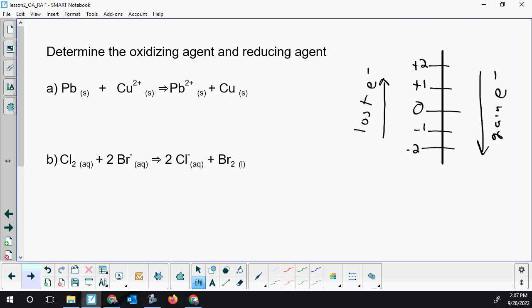So determine the oxidizing agent and the reducing agent for elemental lead reacting with copper ions, and switching to molecules and ions, elemental chlorine with bromide. Now I have that number line up on the board to help guide you in terms of the loss of electrons and the gain of electrons in terms of charge. So I'll summarize the answers to these shortly.